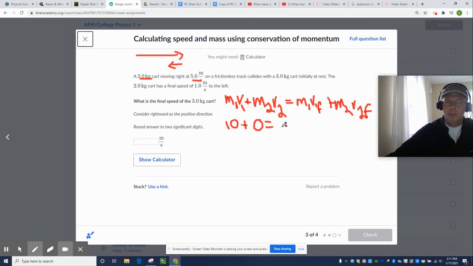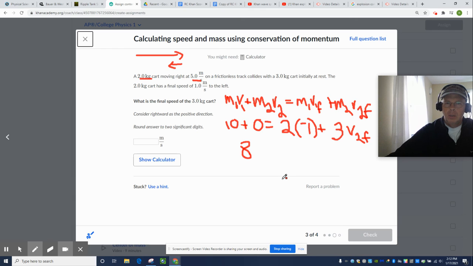But let's algebraically sort of prove that to ourselves. 2 kilos multiplied by negative 1 is the final momentum of the light guy. The heavy guy, what is the final speed of the 3 kilo guy? Okay, so let's see if my mental math is correct. V2F. We're going to do 10 minus 2 is 8. Whoa, my mental math is not correct.